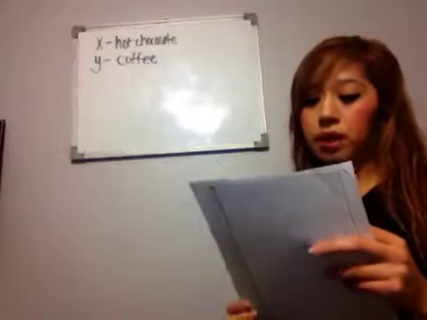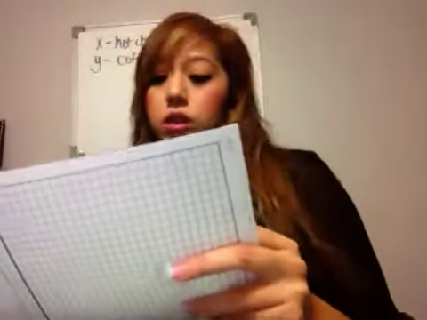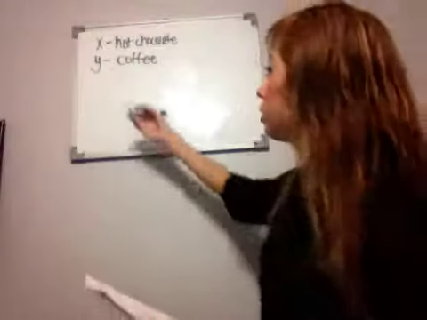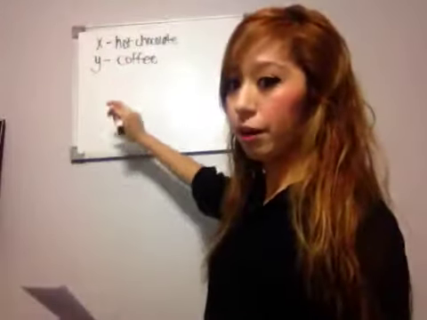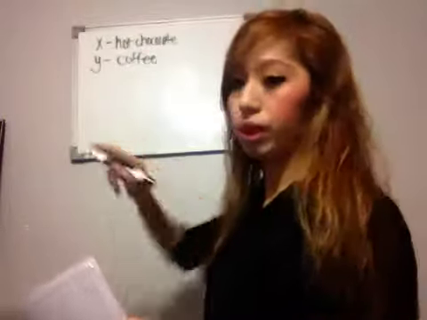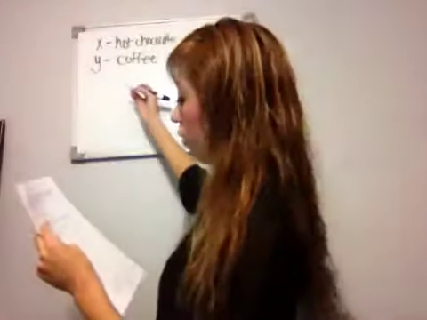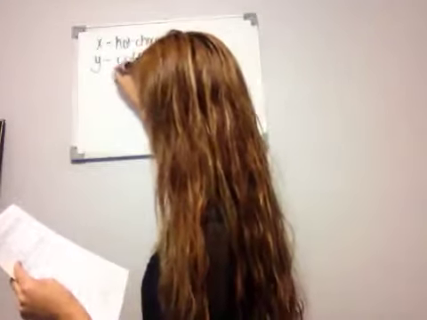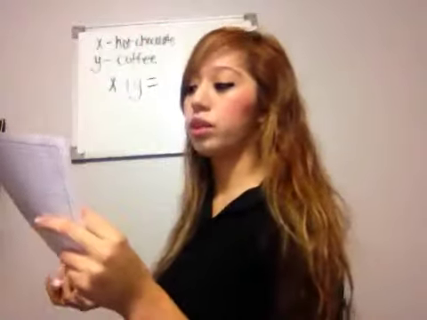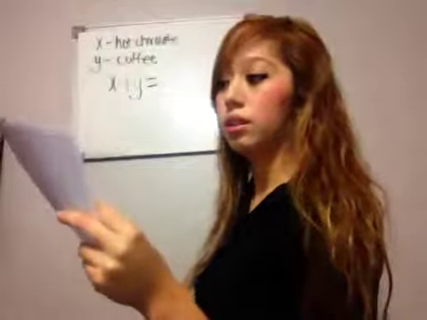Now, they're telling you they sold 275 cups in total. So, to find out how many of each you sold, you need two equations. You need these two added, hot chocolate and coffee, so it's X plus Y equals, what's the total of cups they sold? 275, that's correct.